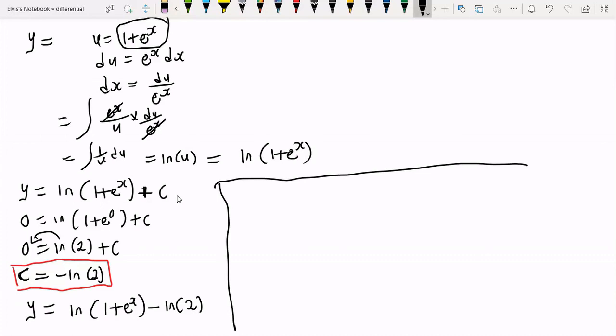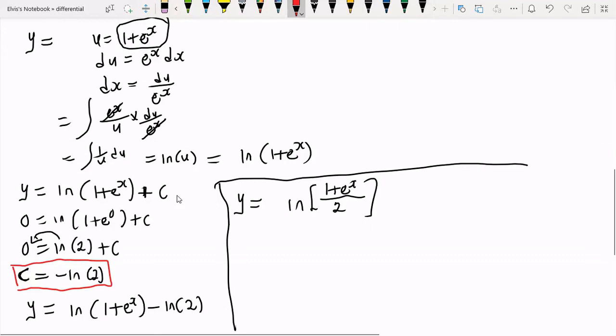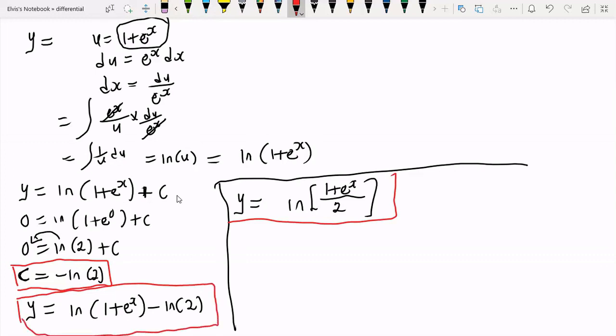You can leave your answer like this, but if you want to simplify this further, you can say y is equal to ln of 1 plus e raised to the power of s divided by 2. This works because we are having the subtraction of two functions, and each contains ln, so we can take one ln and divide the two functions. So this is how we got ln of 1 plus e raised to the power of s divided by 2. You can write your answer like this, or like this. Either one is acceptable, guys.